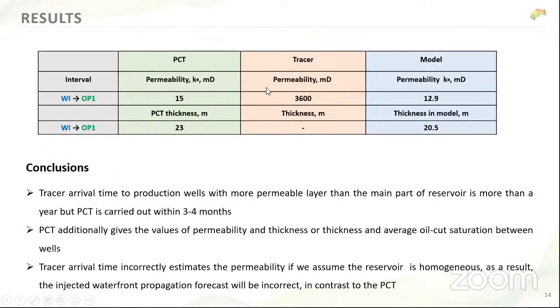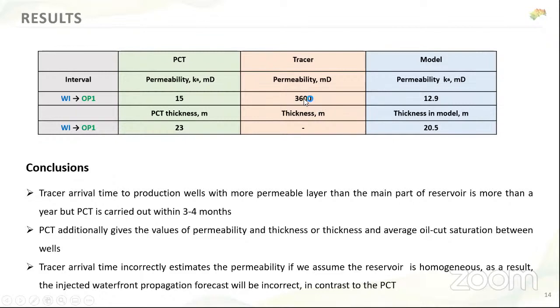And the results from the diffusivity and transmissibility from PCT, again calculated reservoir permeability, apparent reservoir permeability, and connected reservoir thickness. And they also were pretty close to the permeability and thickness in the model.